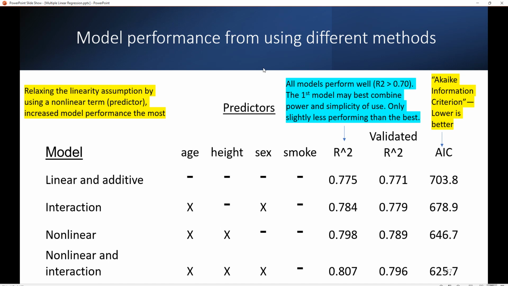We see that relaxing the linearity assumption by using a nonlinear term for our predictor increased model performance the most. So the biggest jump in R-square is seen when we add in that nonlinear term. It jumped up from 0.775 to 0.798 in comparison to the interaction term that increased to 0.784. So we do see a lot of benefit from having a nonlinear term, because often we do see a nonlinear pattern or trend between your outcome and a predictor.